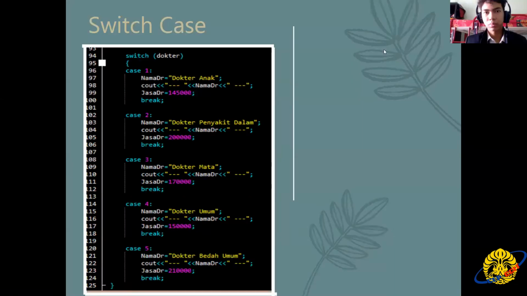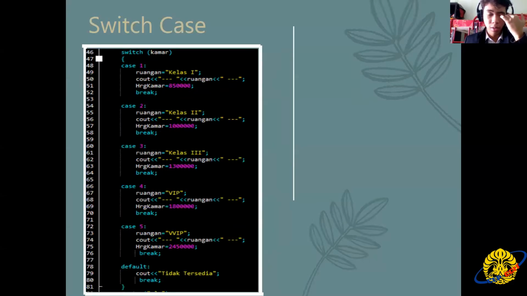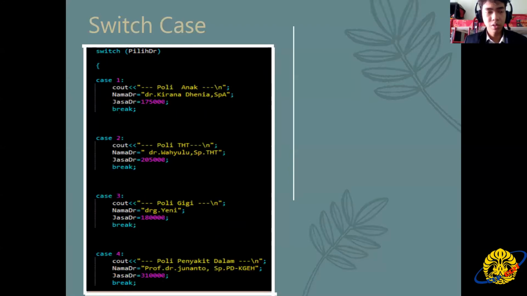Okay, so now I will explain about the switch cases that we use in our program. So basically there are 3 switch cases that we use. First is for doctor, second for the 2 rooms, and third also doctor. To explain further, I will just go to our code. Let's see.